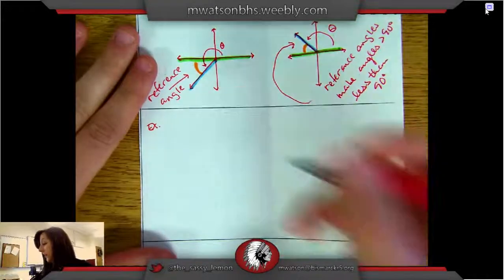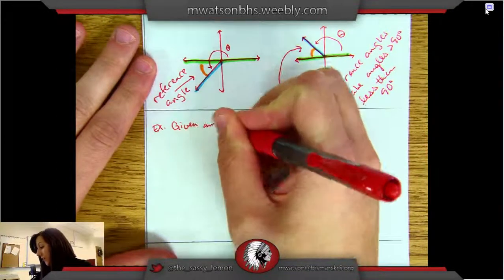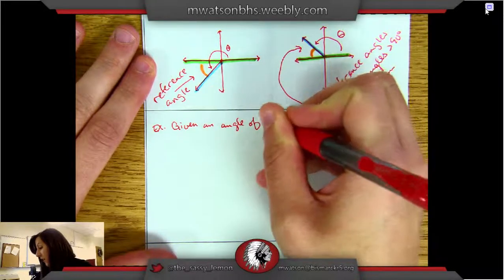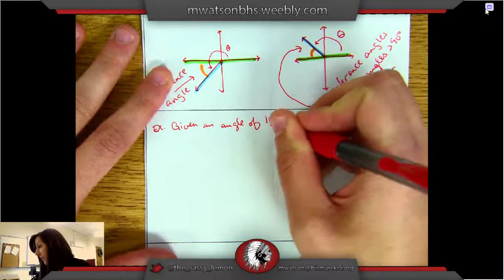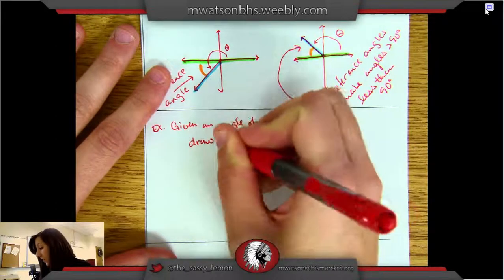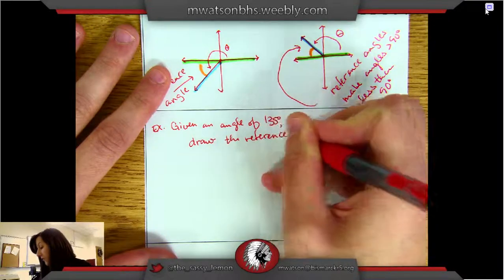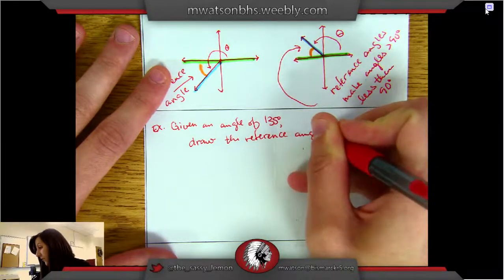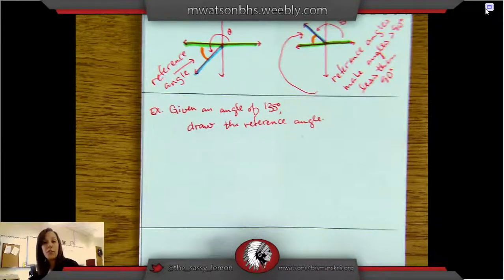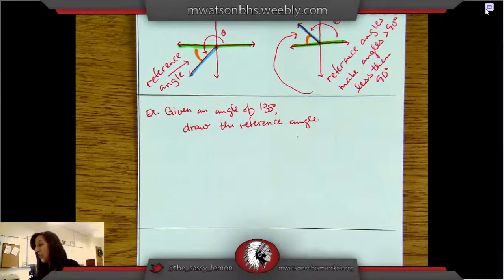Example: given an angle of 135 degrees, draw the reference angle. So all we're going to do here is just draw the reference angle. We're not even going to do anything with the reference angle yet, just draw it.